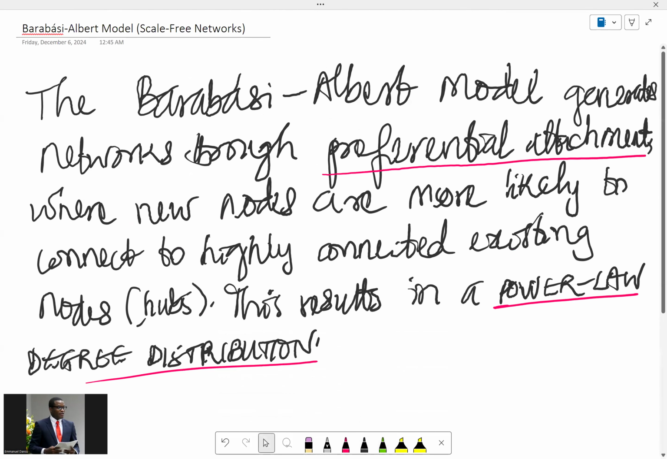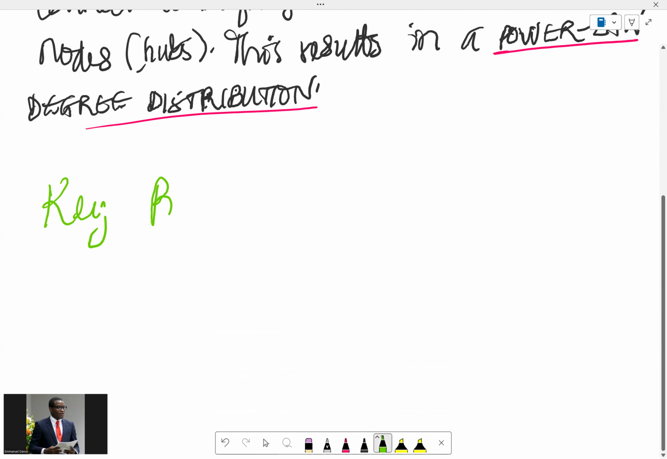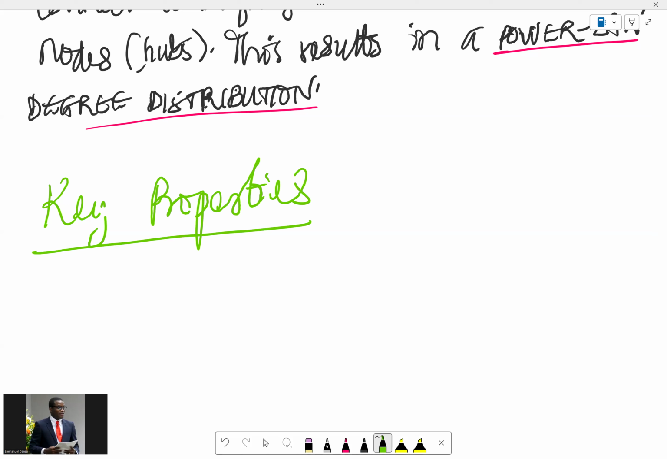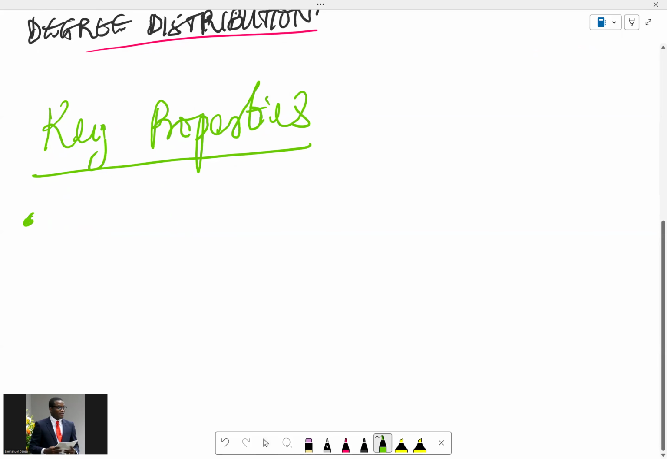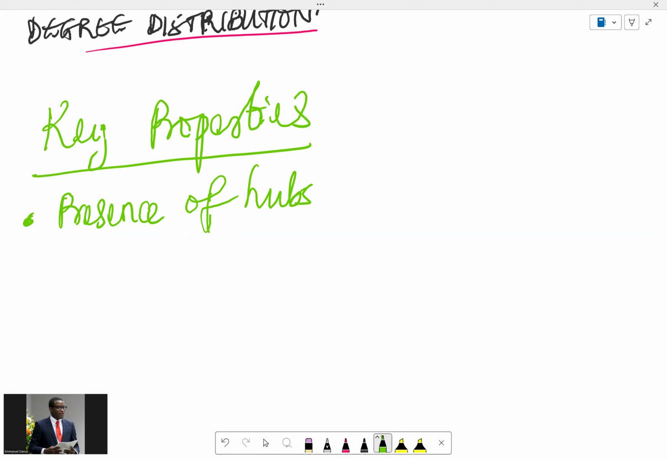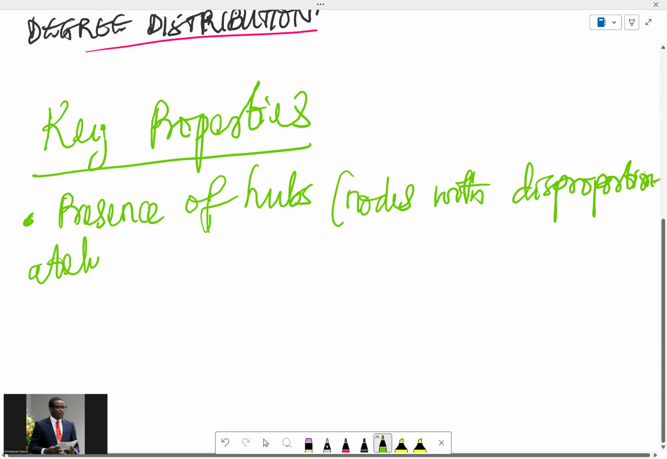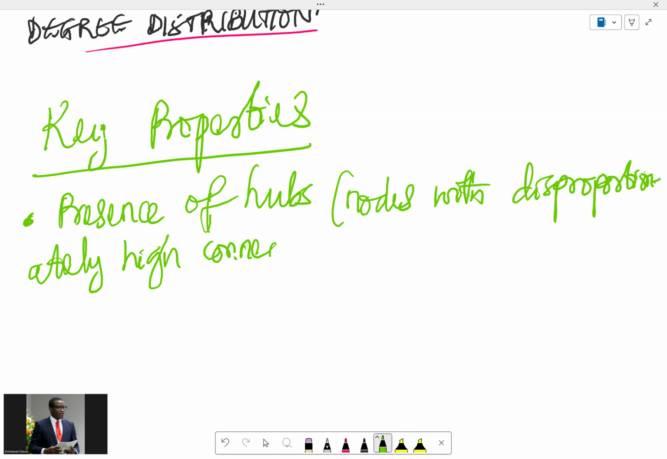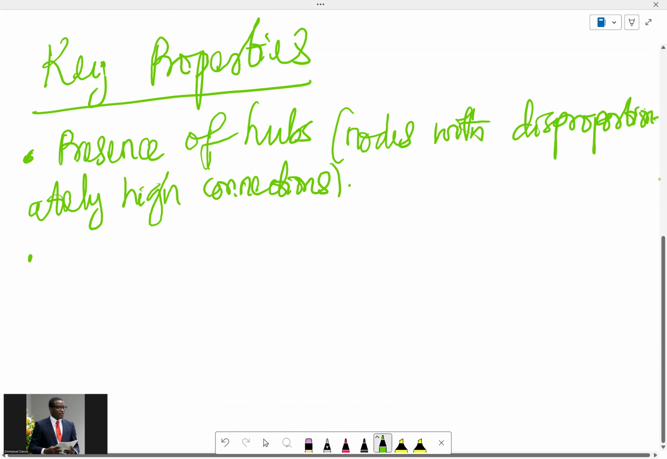So let's talk about the key properties of the Barabási-Albert model. The first thing is the presence of hubs. These are nodes with disproportionately high connections. On Twitter, for instance, it would be individuals with a very large following. We already know that on most social media networks, very few people have a very large following, whereas so many people just have few followers. So you have the presence of hubs, which you can call influencers in social networks.